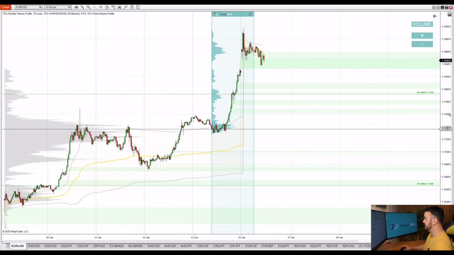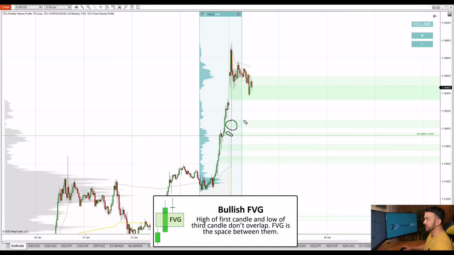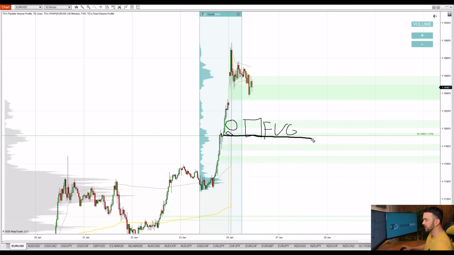You can also notice that we have a fair value gap here, a little fair value gap in here, and also a little fair value gap in here. When they are so close to each other like this, I look at it as if this was one big fair value gap. Our level is at the beginning of that fair value gap, which also adds strength to it. Okay, so that's for the euro.